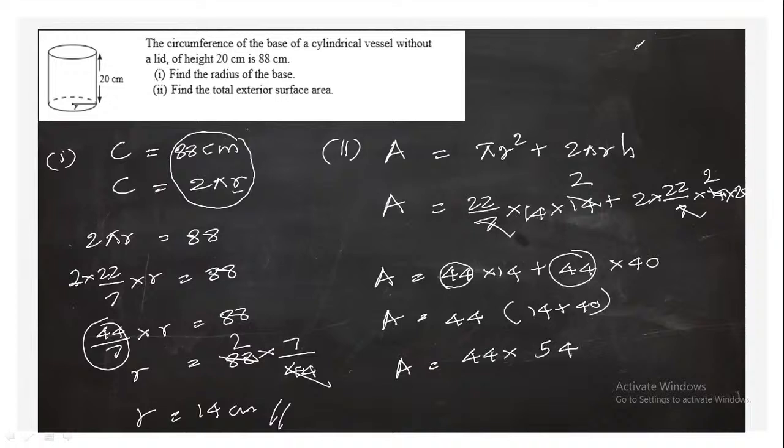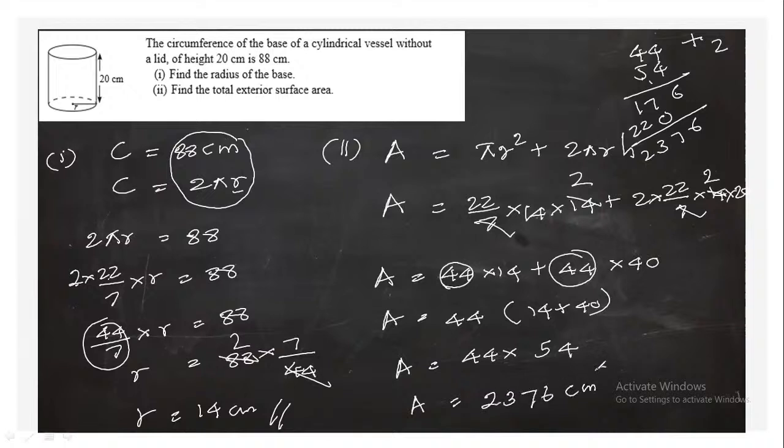Area equals 44 into 54. 4 times 4, 16, 1 remaining. 4 times 4, 16 and 1, 17. 5 times 4, 20, 2 remain. 5 times 4, 20 and 2, 22. 6, 7, 3, 2. 2376 square centimeter. 2376 square centimeter is the answer here.